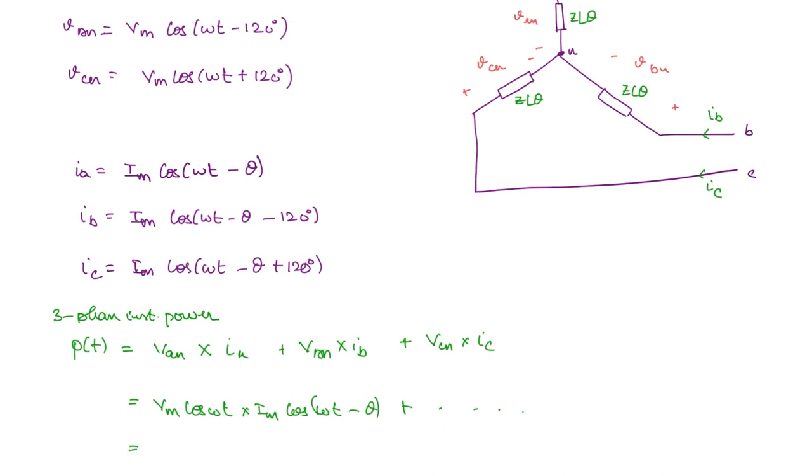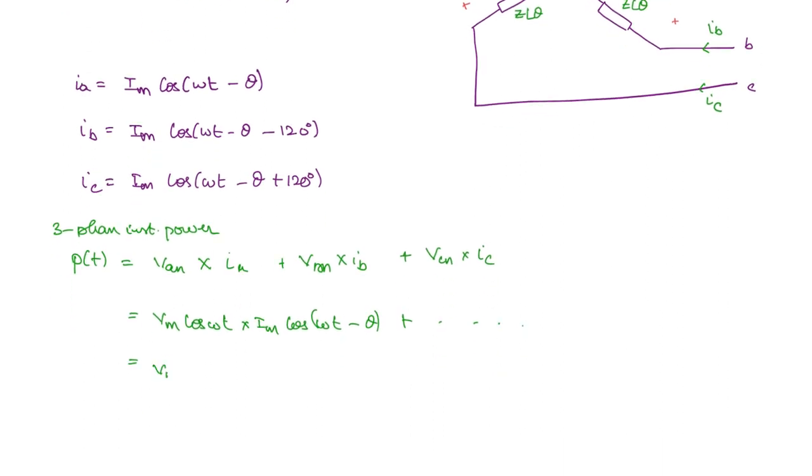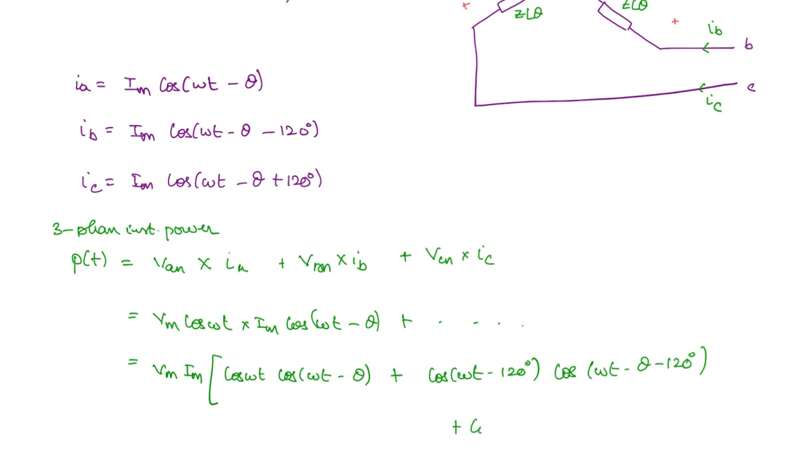So what will be the expression here? Vm Im will be common in all of the terms, and the rest of the terms will be cos omega t into cos(omega t minus theta), plus cos(omega t minus 120 degrees) into cos(omega t minus theta minus 120 degrees), plus cos(omega t plus 120 degrees) into cos(omega t minus theta plus 120 degrees).